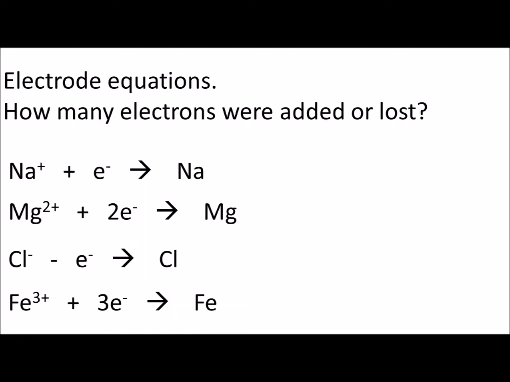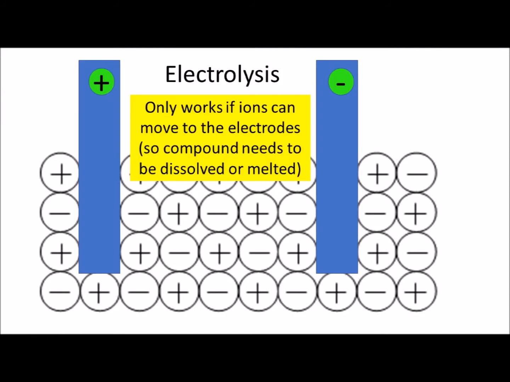The electron equations, the ionic equations, are the same as before, but in reverse, as shown here. For the process of electrolysis to work, the ions have to be able to move to and touch the electrode. Therefore, the substances it works on are either dissolved or melted substances. It will not work for solids.